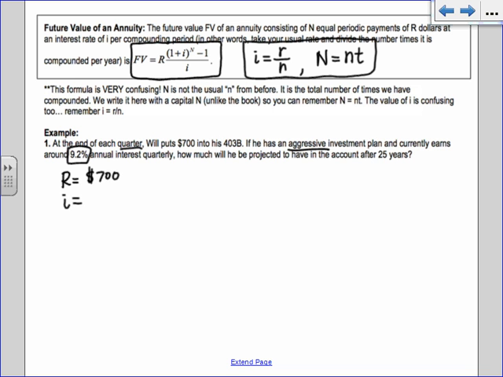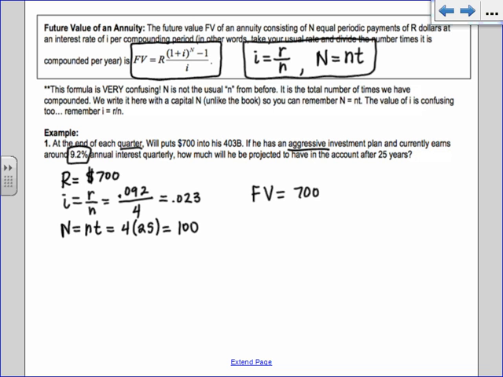All right, I, we said, is R over N. It's our rate, which was 9.2, so 0.092 divided by 4 times a year. So we find that, 0.023. And then n is n times t. We're finding the number of times he's compounding each year, which is 4 times per year, and the number of years he's compounding, 25 years, so 100, right?